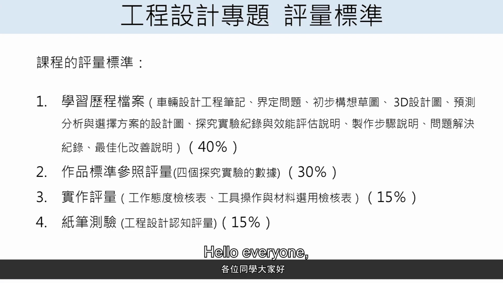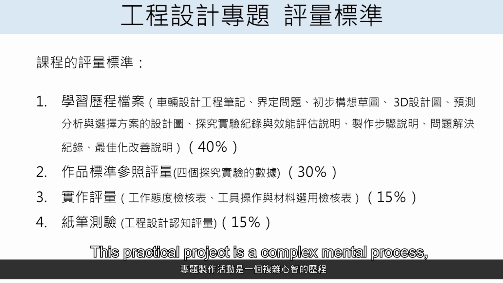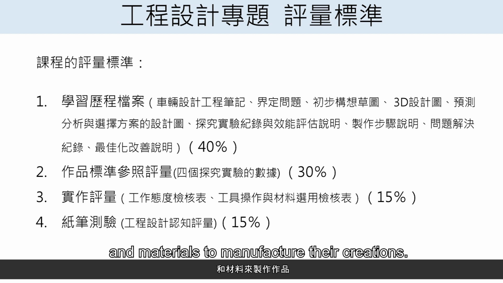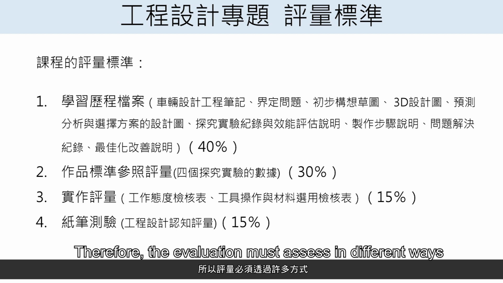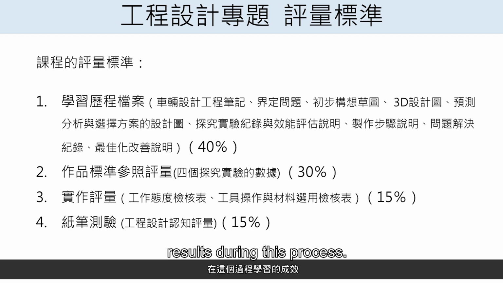Hello everyone, here is a brief explanation about the Engineering Design Project Evaluation Criteria. This practical project is a complex mental process. During the hands-on process, students will use a lot of conceptual and procedural knowledge, use detailed planning and thinking, and select tools and materials to manufacture their creations. Therefore, the evaluation must assess in different ways to comprehensively evaluate the students' learning results during this process.